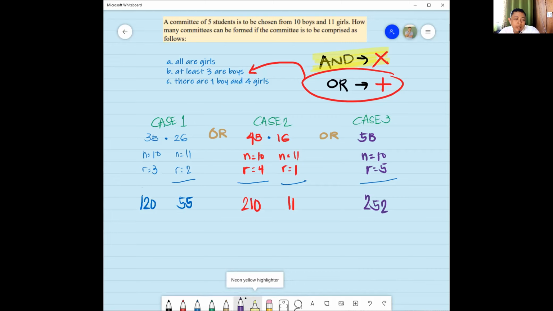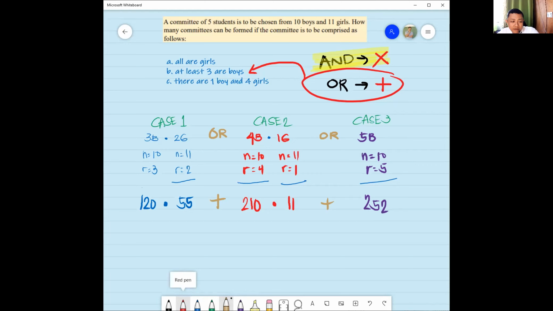Looking at our process, in case 1, 3 boys and 2 girls, that's multiplication. Same thing with case 2, 4 boys and 1 girl, that is multiplication. And then case 3, no other multiplication. But in between each case, there is or, because it's possible that case 1 will happen or case 2 or case 3. Either of these cases may happen. So for the or, that will become addition, plus and plus.